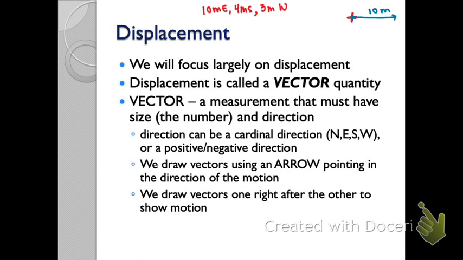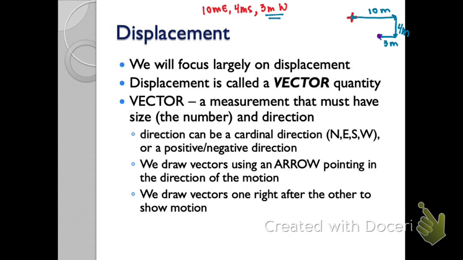Then it says I walk 4 meters south. So I'm going to start at the end, and walk 4 meters south. Okay, do you see how I did that? 10 east, 4 south. Then what am I going to do lastly? 3 meters west. So here's my 3 meters west. And that's what my overall path looks like, right? I'm going to end up in this location right here. All right? That's how I draw my vectors to represent my motion.